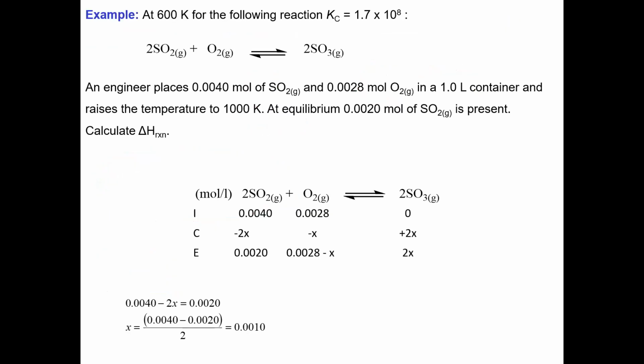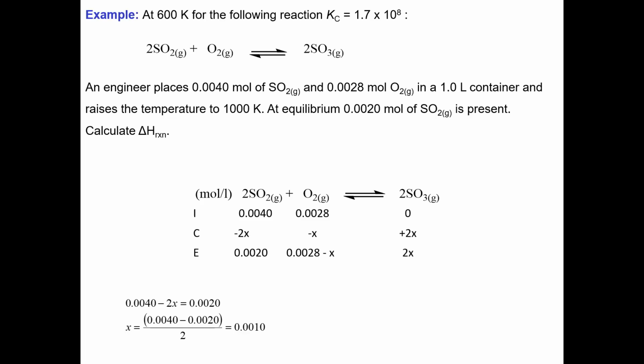So let's look at an example of how we might use this formula. This problem reads, at 600 K for the following reaction, Kc equals 1.7 × 10^8. That's telling us that this reaction lies very much to the right. The reaction is 2SO2 reacts with 1 O2 to give 2 SO3.